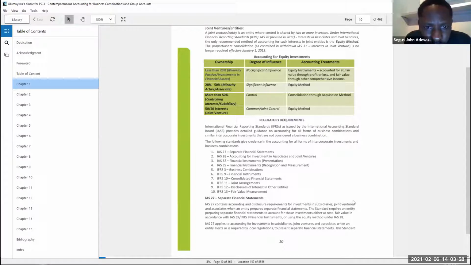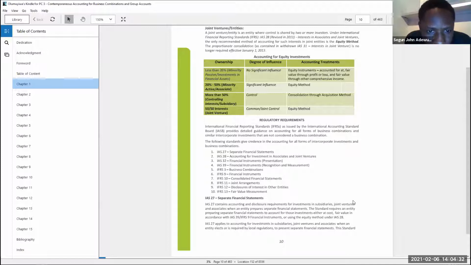The degree of influence is significant influence. The treatment is the equity method. When the ownership is more than 50%, that is controlling interest or subsidiary. The degree of influence is control and the treatment is consolidation through the acquisition method. When the ownership is a 50-50 interest, it's a joint venture, the degree of influence is common or joint control, and it is treated using the equity method.